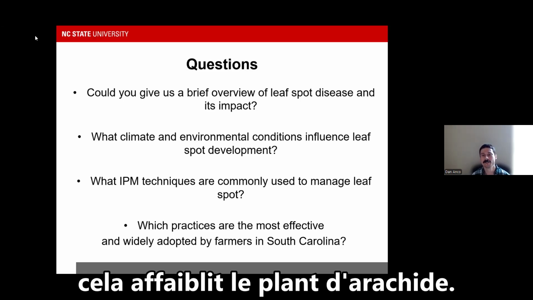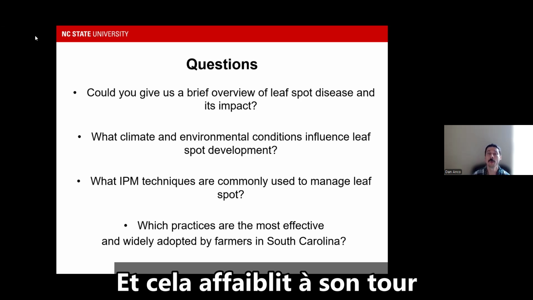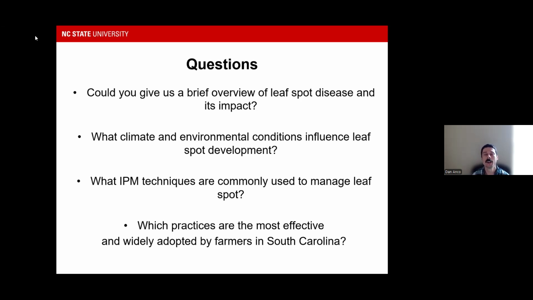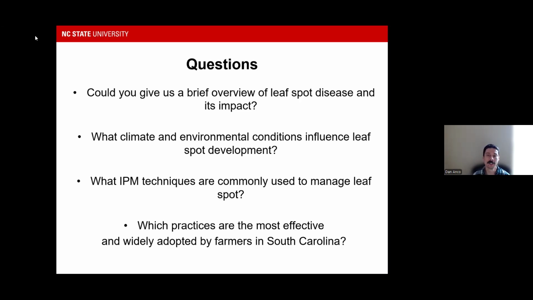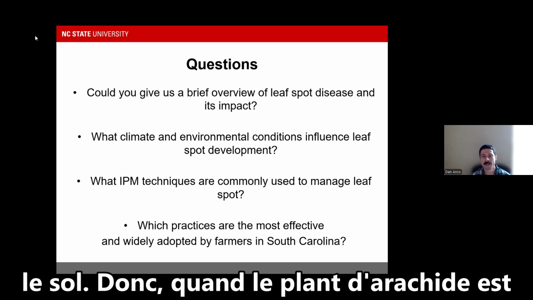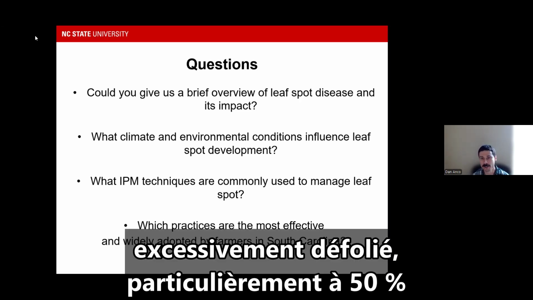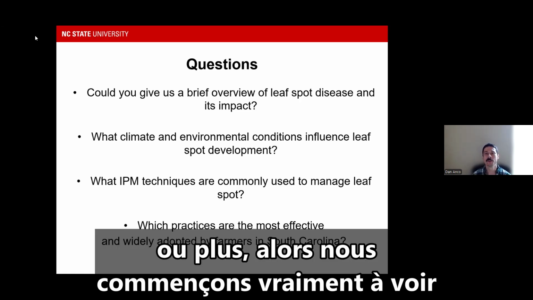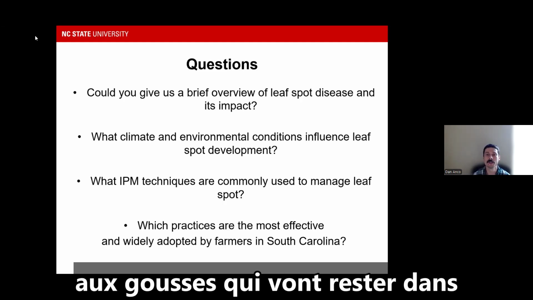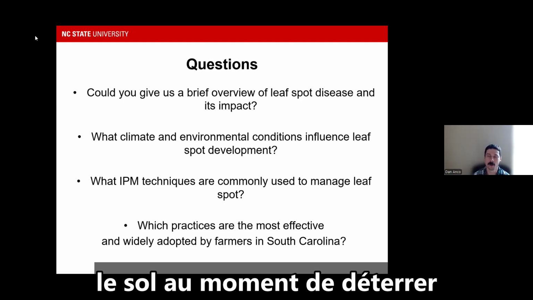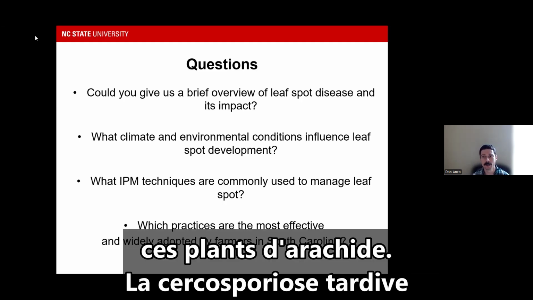And then that causes the peanut plant to become weakened, and then that in turn weakens the peg strength that holds on to those pods that are underneath the ground. And so when the peanut plant is excessively defoliated, particularly 50% or more, then we really start to see increases in the loss that we have from those pods that are going to be left in the ground when it comes time to dig those peanut plants.